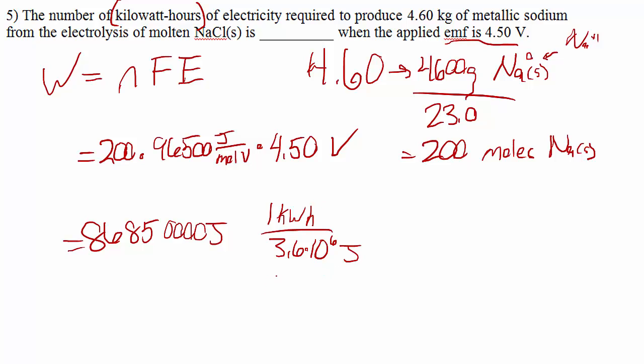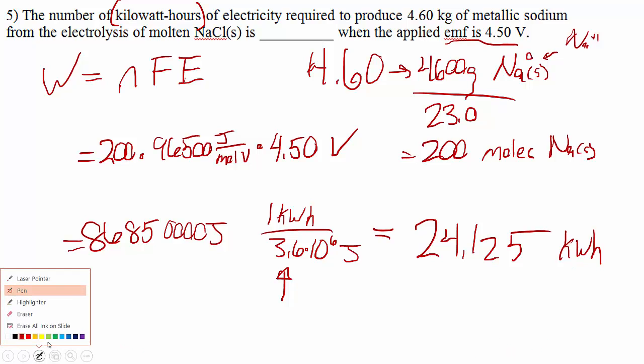That is the important conversion that is new. I haven't used it yet. 1 kilowatt hour is 3.60 times 10 to the 6 joules. So now we multiply and divide, and we get our answer being 24.125 kilowatt hours. So that's how you do it. Important conversion factors, I will highlight right now.